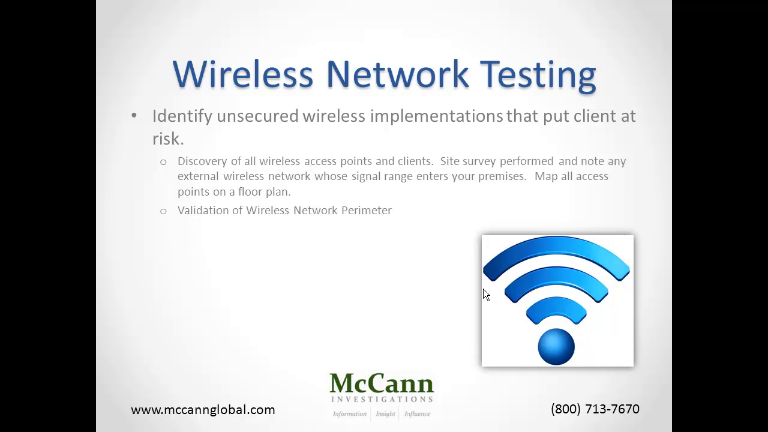Validation of wireless network perimeter. One of the reasons wireless security is so complex is that wireless networks are not limited to the physical boundaries of your buildings. Using directional antennas, McCann maps the actual perimeter of your network that is vulnerable. We also provide advice on how to limit unnecessary exposure to the outside world.